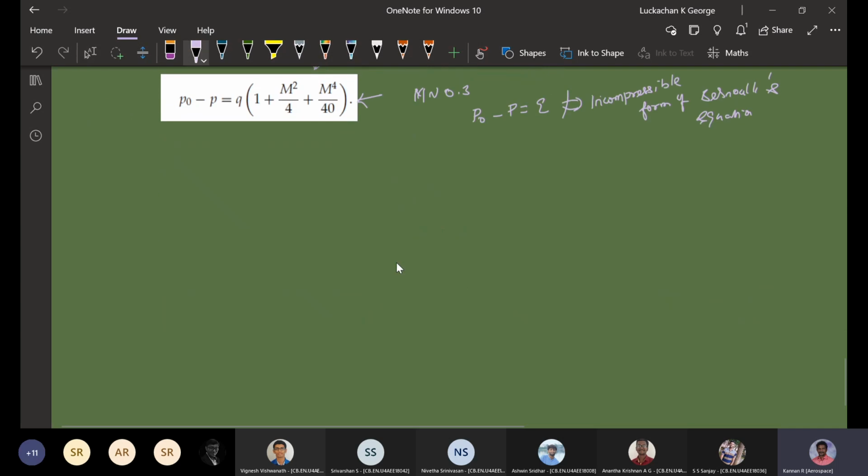Here we are going to do one more thing. We are going to write P naught minus P by Q is equal to K, where K is equal to 1 plus M square by 4 plus M to the power 4 by 40, and so on. What we call this one is the correction coefficient.